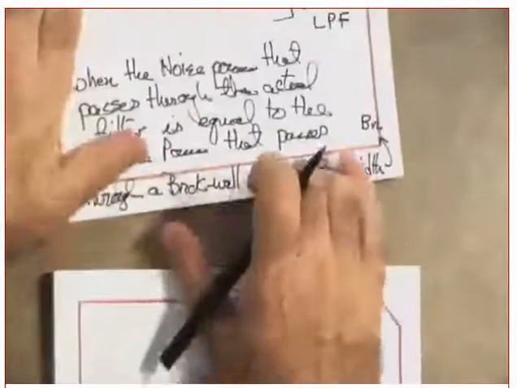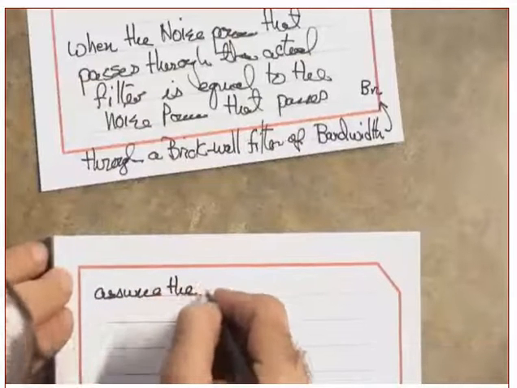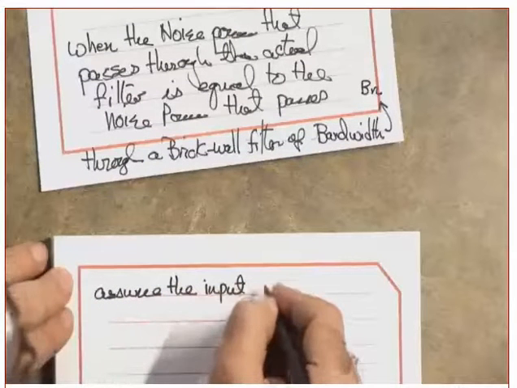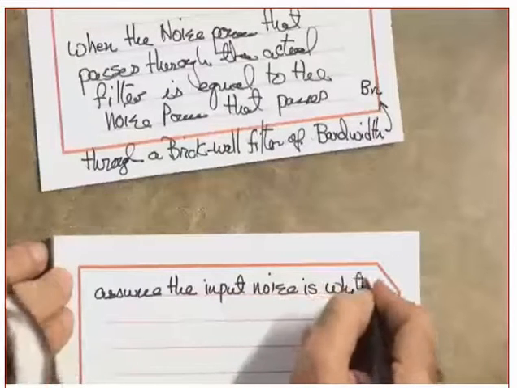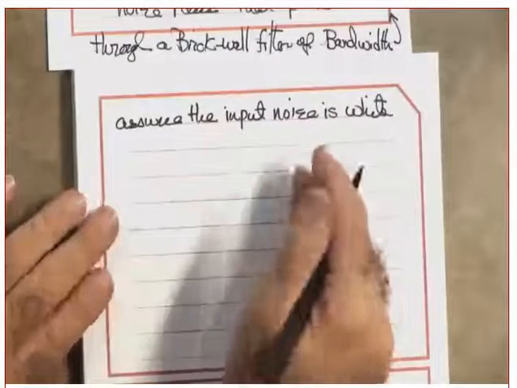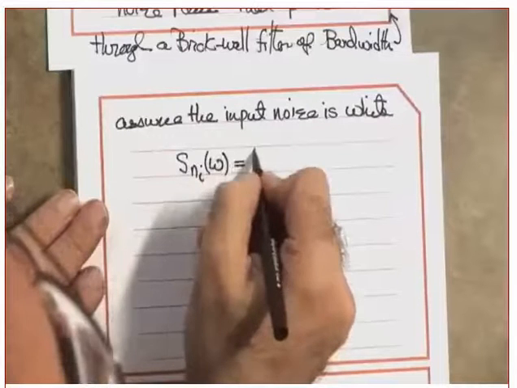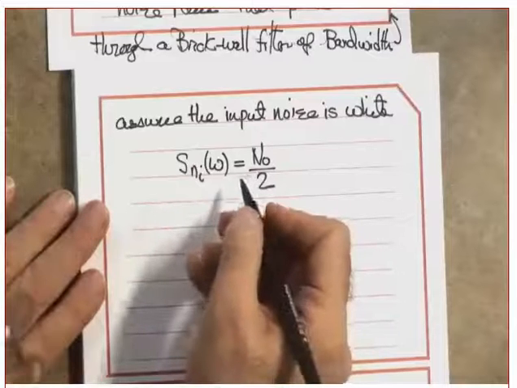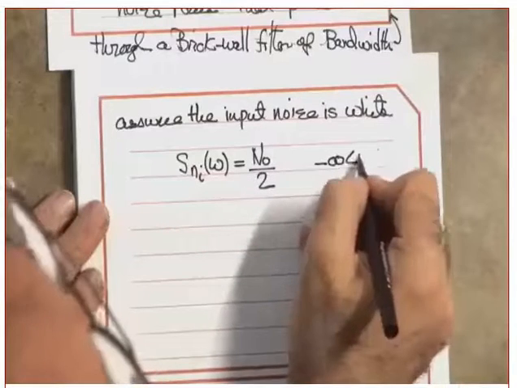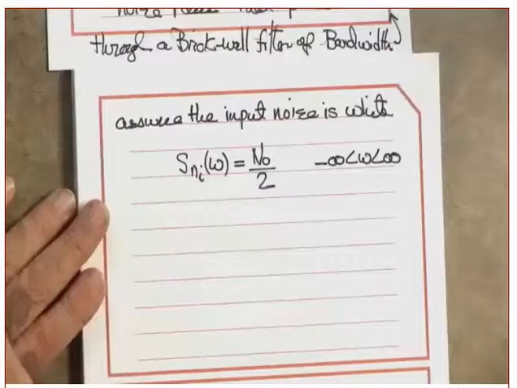Let's see if you can help me. Assume the input noise is white. What does it mean? When I say it's white, what does it mean? Sni of omega is equal to what? N0/2. You have seen this before, yes? Agree? Cannot hear you.